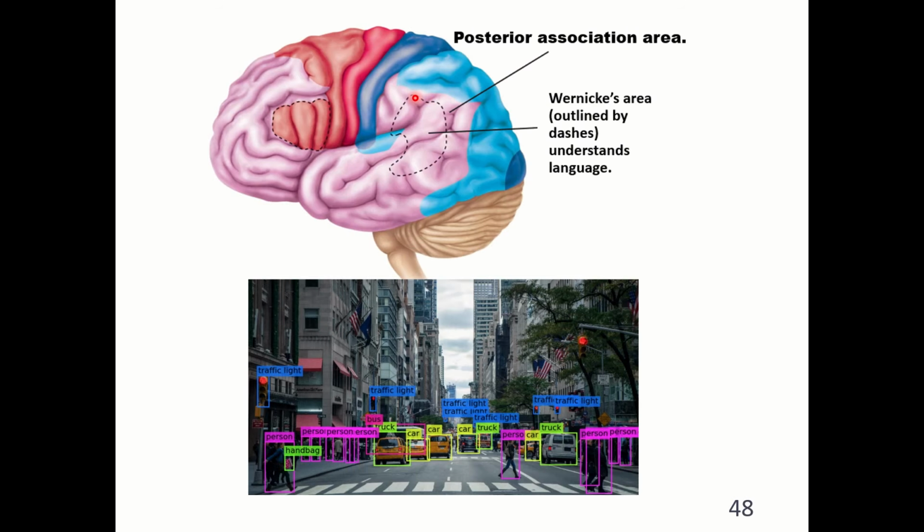The posterior association area is right smack in the center of all of these sensory cortices that we just discussed. This image shows a computer's visualization and recognition of specific objects in the environment. It's pretty basic, but kind of cool: a person, traffic light. This is how the cameras that we all have on our houses now work.